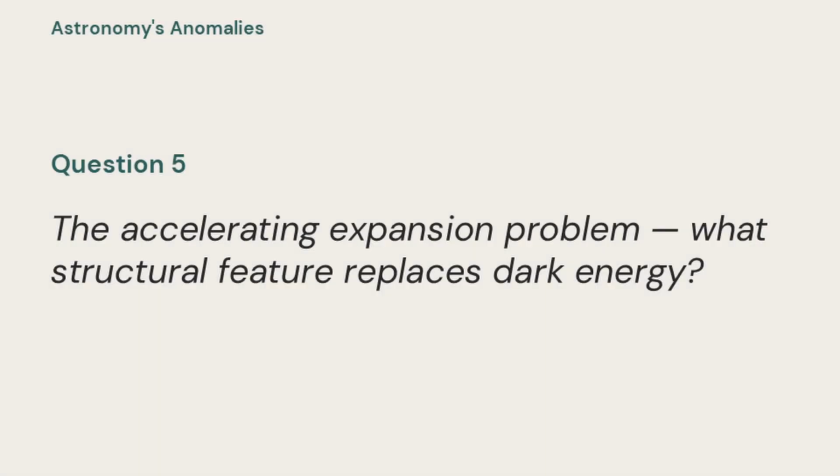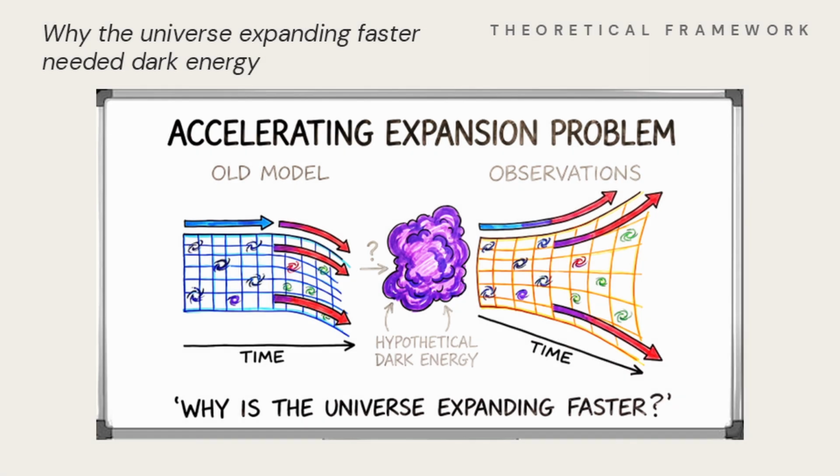Question 5. The accelerating expansion problem. What structural feature replaces dark energy? Observations of Type 1a supernovae in the late 1990s established that the expansion of the universe is accelerating, increasing in speed rather than slowing under gravity, as standard models had predicted. Within the FLRW framework, this acceleration requires a repulsive energy component.